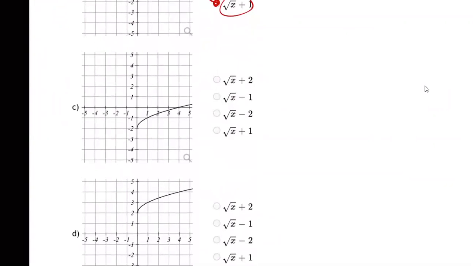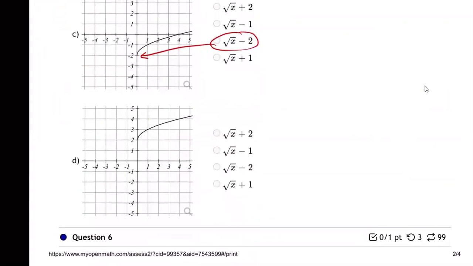Okay, how about this one? Down 2. So it makes it move down 2. How about this one? Up 2. That's what makes it move up 2. Now you might think, well, that's the easiest thing in the world. Well, it gets a little tricky when next they're going to put the stuff inside the square root.